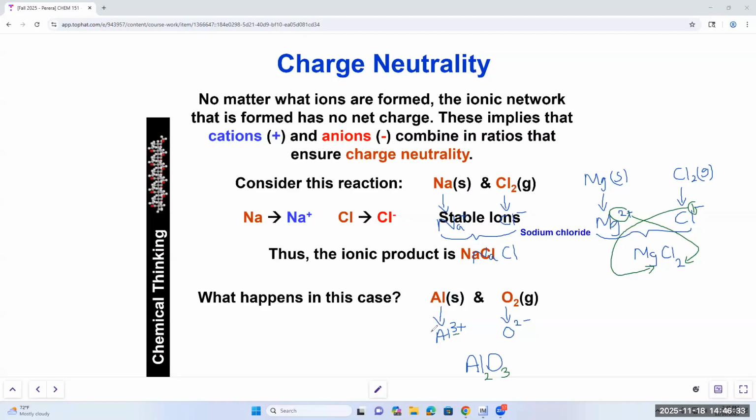Now let's check this out. We know aluminum is +3. You have 2 of them. 2 times +3 is +6 on the cation side, and oxygen is -2. 3 times -2 is -6. +6 plus -6 is 0. So we have a neutral ionic compound when you do that.